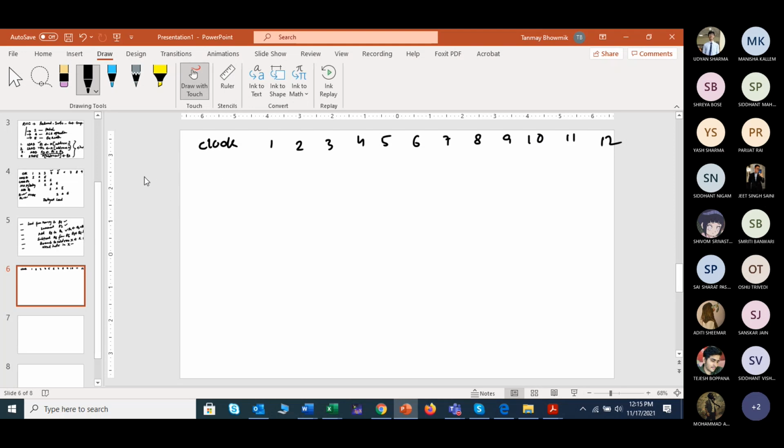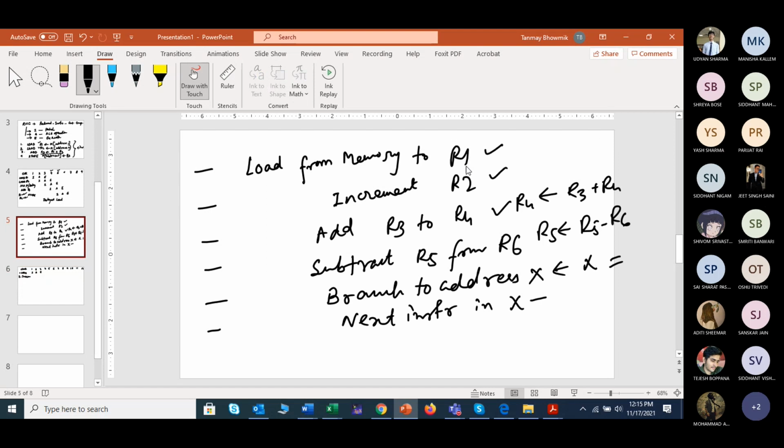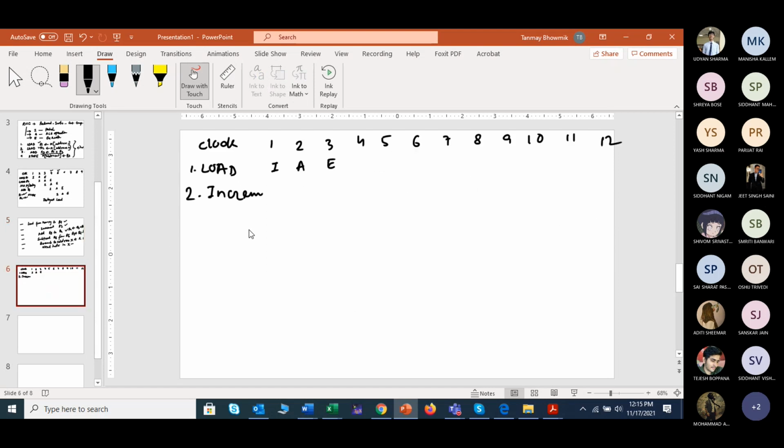Okay, and then we will take the instructions. The first one was load. You can easily load, no problem: I, A, E. The second one is again an increment, right? Increment means separate instructions were incremented. It was load R1 and incrementing R2. So no interdependency. You can write simply I, A, E.